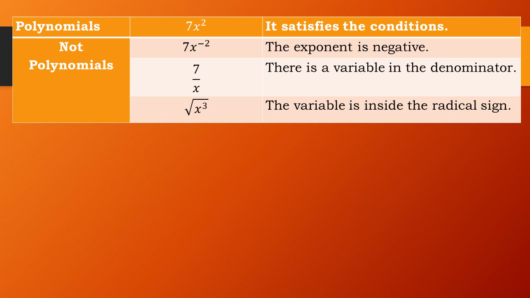Since a polynomial consists only of positive exponents, a polynomial does not have a negative exponent. The variable is not in the denominator, and it is not composed of a radical sign.